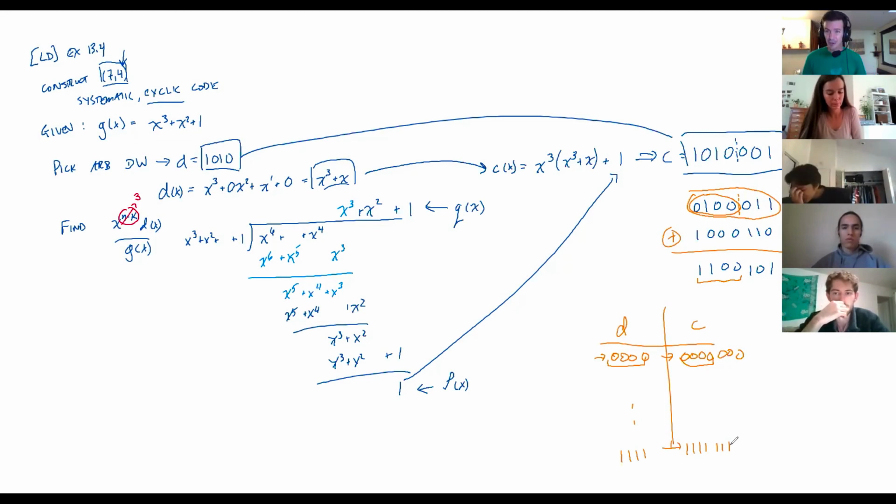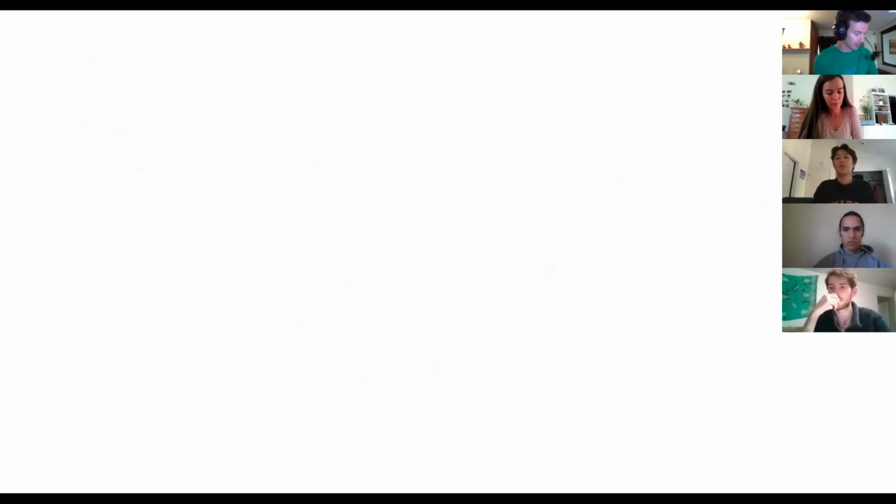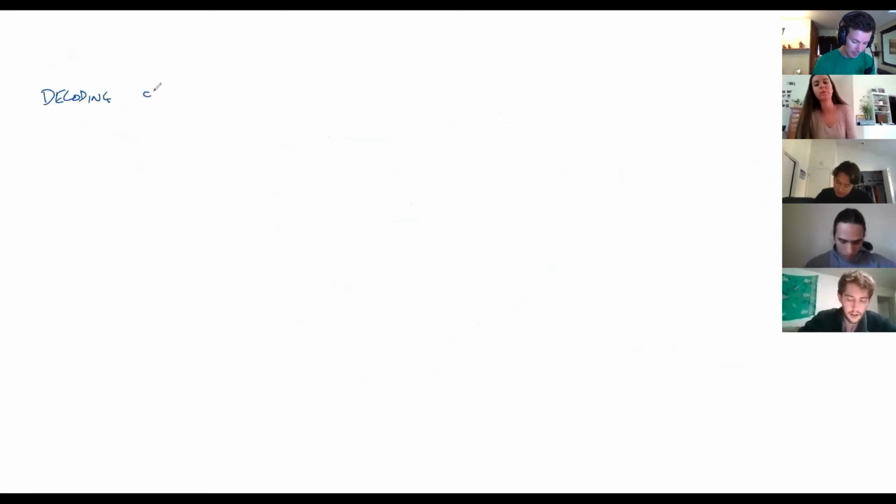This is all about encoding. We haven't really talked much about decoding. So how can we get our data back using a cyclic code? So let's start with a couple of observations. So this would be decoding cyclic codes.